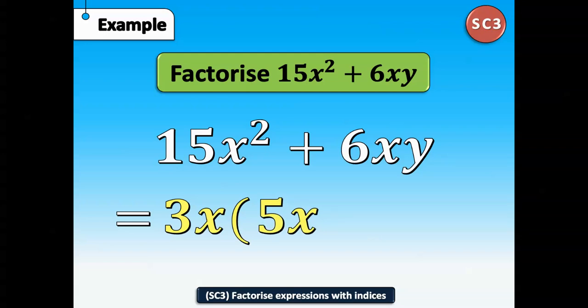Then what do I times 3 by to make 6? Well, I times it by 2. And what do I times x by to make xy? Well, I times it by y. So I need 2y. So my answer is 3x brackets 5x plus 2y.